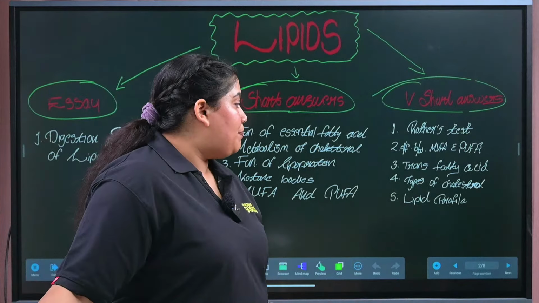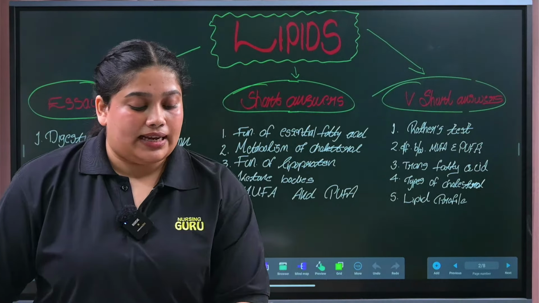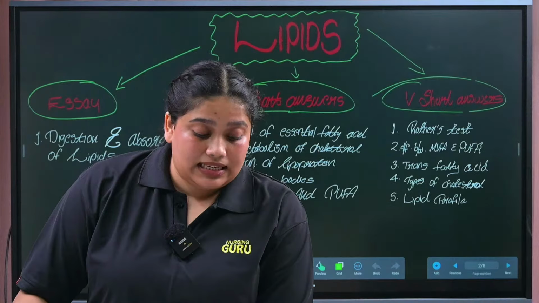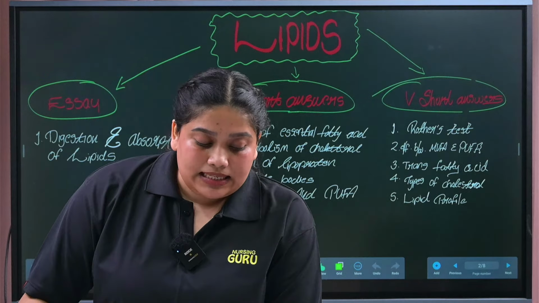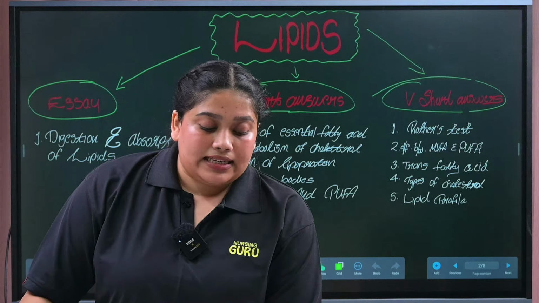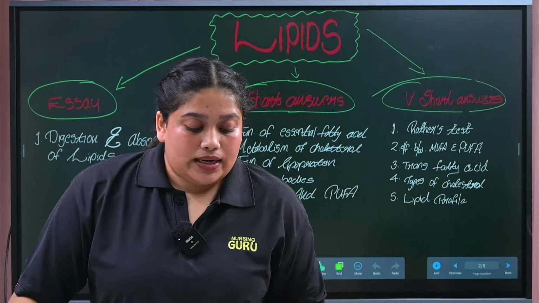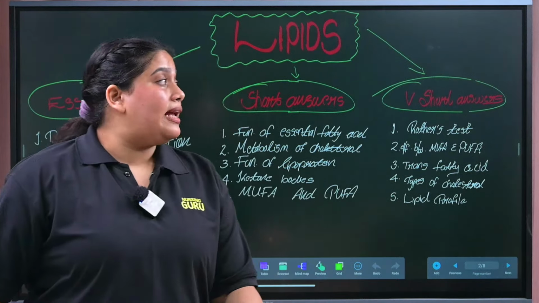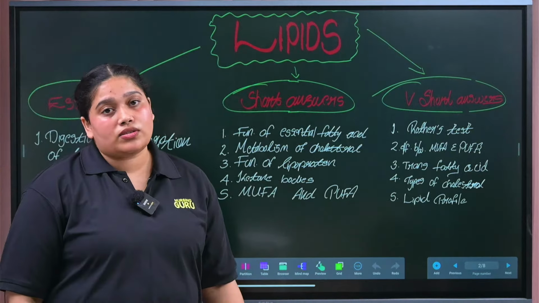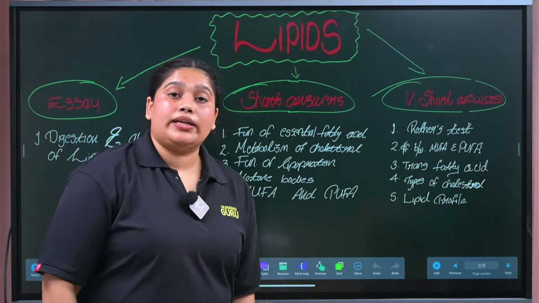Last one is the lipid profile. What is a lipid profile? A lipid profile includes the levels of total cholesterol, high density lipoprotein and triglyceride, and calculated low density lipoprotein. Okay, like that you have to answer for the very short answer question. So the second unit is clear.